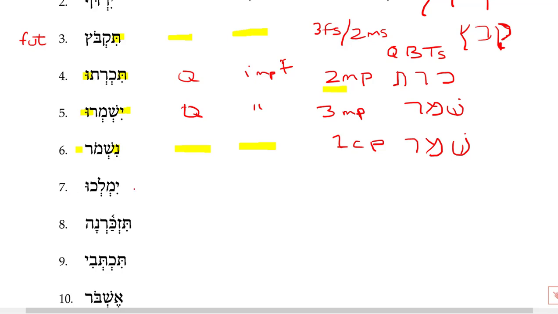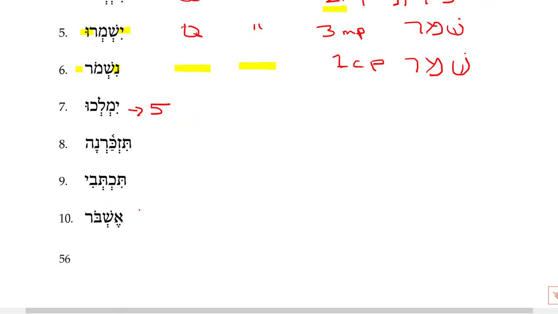Okay, number 7, that's going to look a lot like number 5, so I'm just going to let that one go for the time being. Number 8, let's look at number 8. And we have tizkarna, tizkarna. First of all, we can tell what this is just based on the prefix, it's a tav, and the suffix is a nah. Our root here is zakar, to remember.